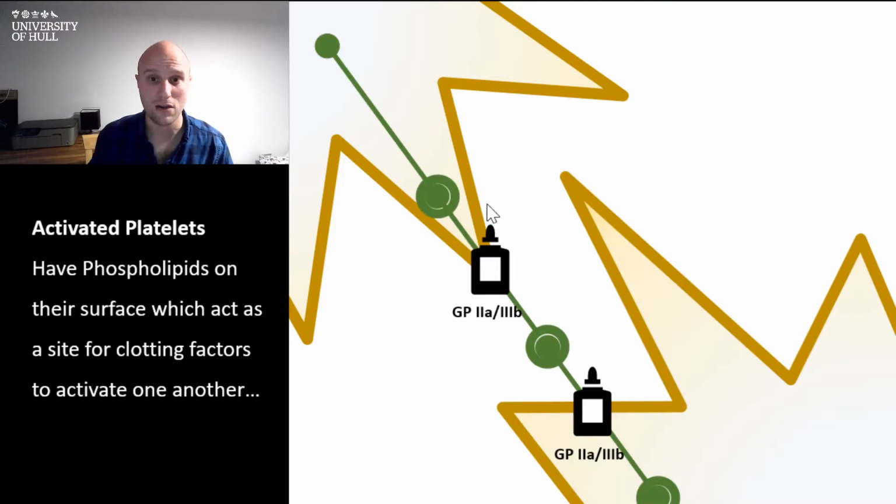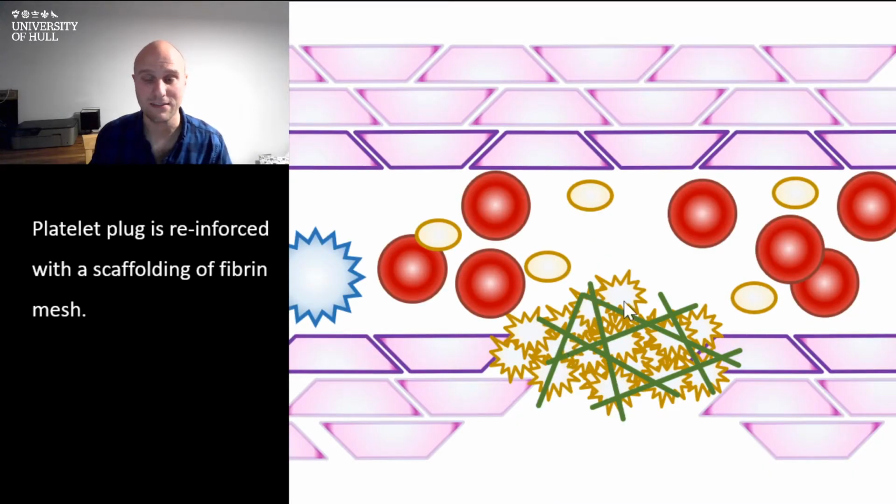And so you get lots of these activated platelets expressing this glycoprotein, which then glues to the fibrin strand. That combination gives us our fibrin mesh, which is glued onto the platelet plug, which is then a sort of much stronger structure. It's now becoming a clot.